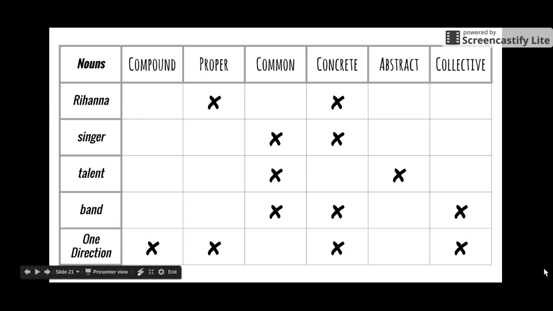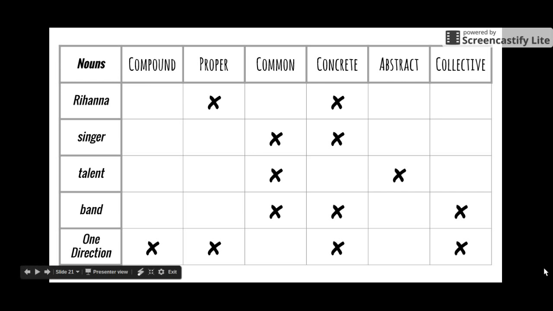Then you've got the word singer, our second noun, and singer and Rihanna are the same thing, but they're different words. Singer is not compound. It's not proper like Rihanna, because there are any number of singers. Even though in the sentence it's referring to a particular singer, the word itself does not refer to a particular singer. So it is a common noun. It's also a concrete noun. You can see a singer. You can hear a singer. If they don't wear deodorant, you can smell a singer. And it's not abstract because it's concrete. It's not proper because it's common. And it's not collective. It's one singer. It's not a group, just one.